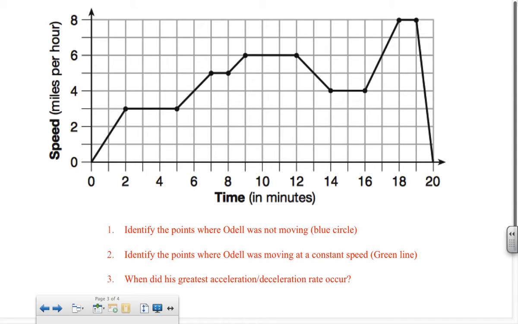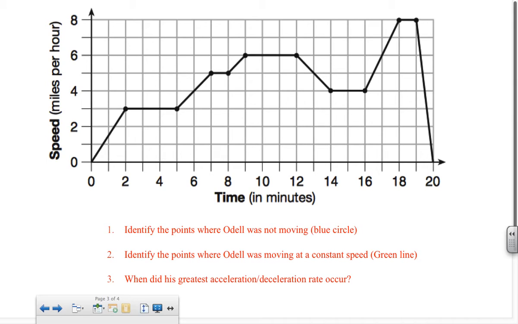Since this is speed, the number one mistake that we see here, people look for the horizontal lines. But if you look at this first one right here, this doesn't necessarily mean that he's not moving just because it's horizontal. If you look to your left, he's actually moving 3 miles an hour there. So he is moving. So don't confuse distance and speed in that aspect.